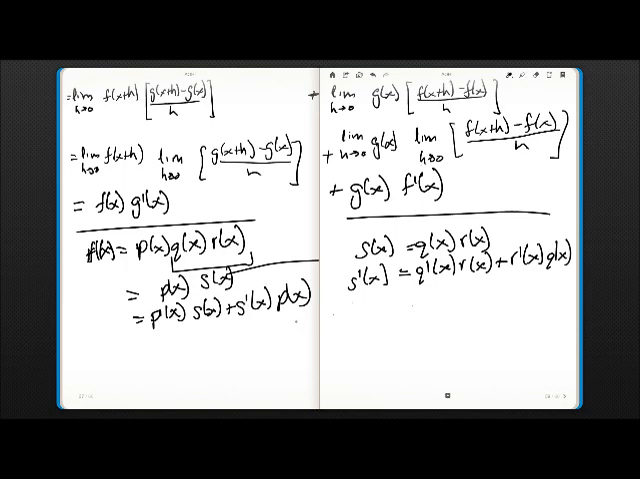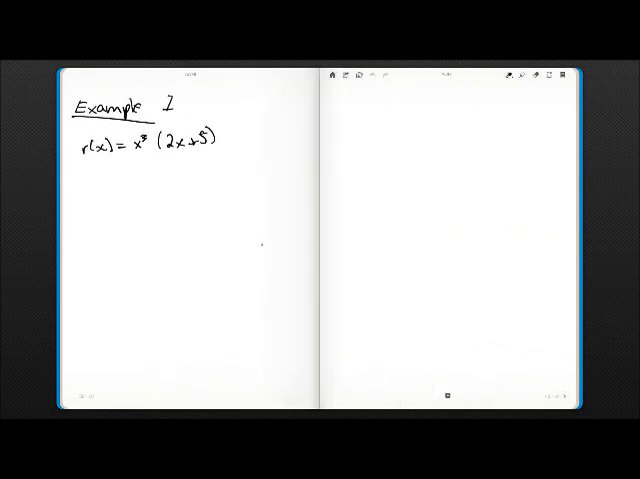And it's going to be longer the more functions you multiply. So here's the first example. r of x equals x cubed times 2x plus 5. Now I'm going to split it into two functions. So x cubed will be p of x, and 2x plus 5 will be q of x.